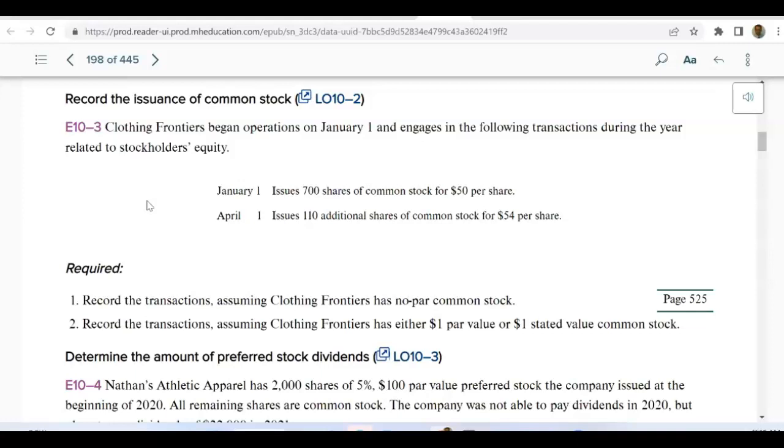January 1st, company issued 700 shares of common stock for $50 per share. On April 1st, issued 110 additional shares of common stock for $54 per share. Required to record the transactions, assuming no par common stock. In the second requirement, record the transactions assuming the company has either $1 par value or $1 stated value common stock.